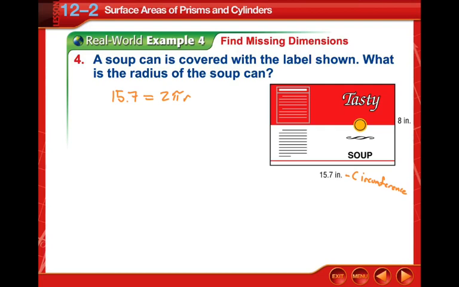I guess what we could do also is find the area of the whole thing and then use that as the lateral area, but really that's just redundant. We end up multiplying by the 8 and then dividing by the 8, so that's kind of redundant. So let's just divide by 2 pi. And we get our radius, which comes out to be about 2.499 inches.